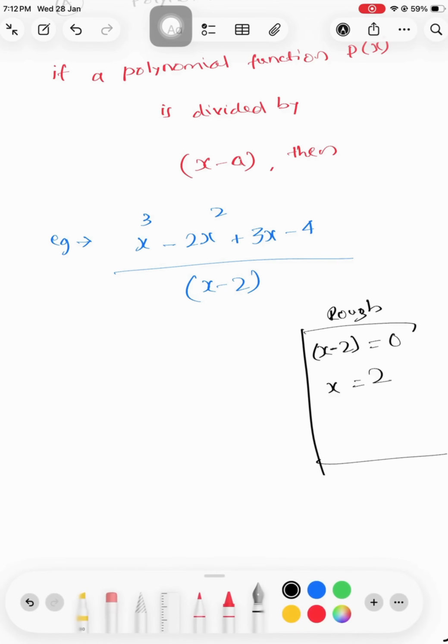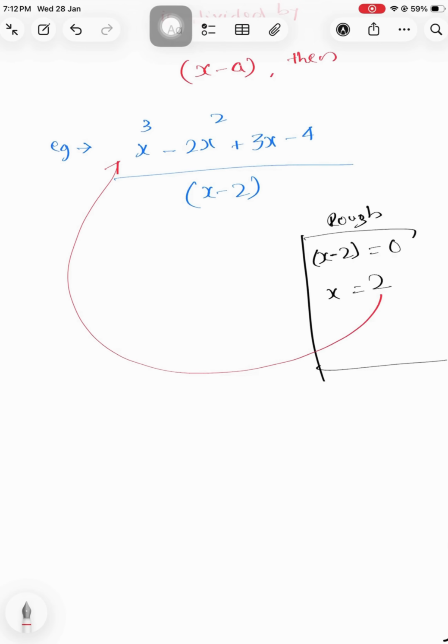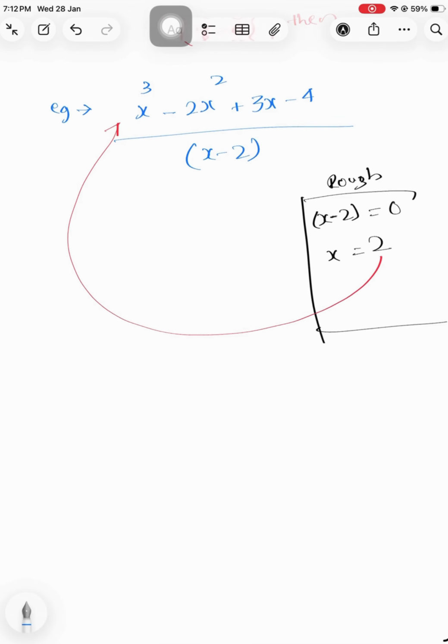So after putting the value of 2 in the numerator, x cube becomes 8 and 2x square again becomes 8. Minus sign is already over here. Plus 6. 3 into 2 becomes 6, minus 4. And the final value that comes is 2. Then this 2 is the remainder for this problem statement. So this is another variation which you can also find in any mock paper or in any standard textbook.